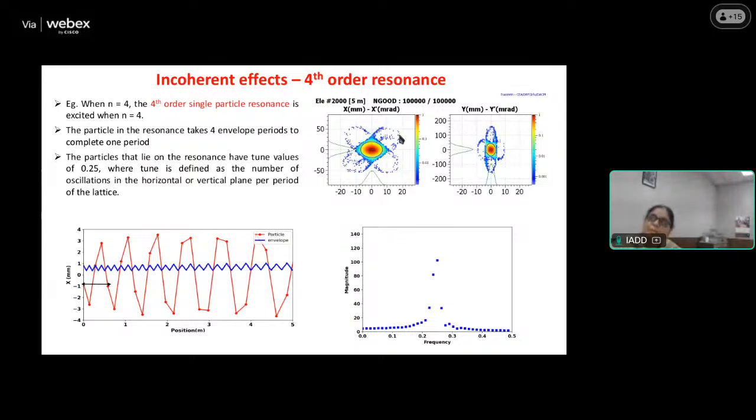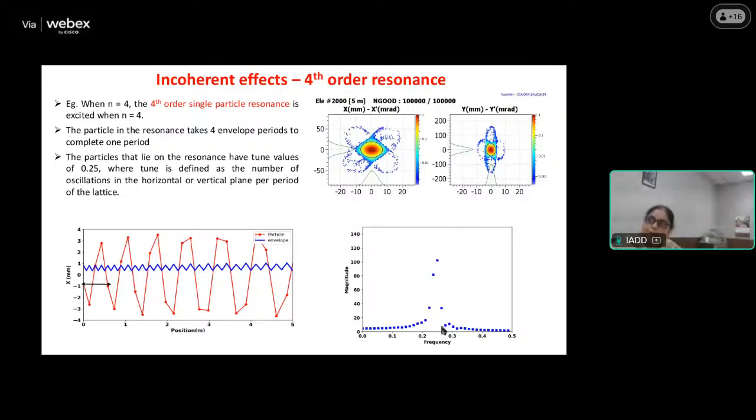Just a few particles are participating in the resonance, and they contribute to the increase in beam size or the beam halo. The particles in resonance take 4 envelope periods to complete one period. The blue line here denotes the envelope, and the red one is the particle. So for one oscillation of the particle, it takes 4 envelope oscillations. In this case, the particles that lie on the resonance have a tune value of 0.25.